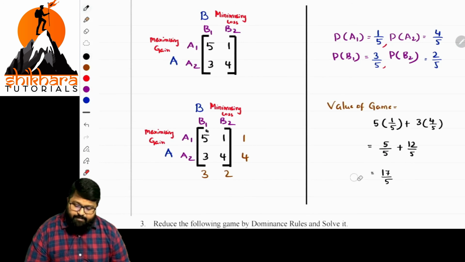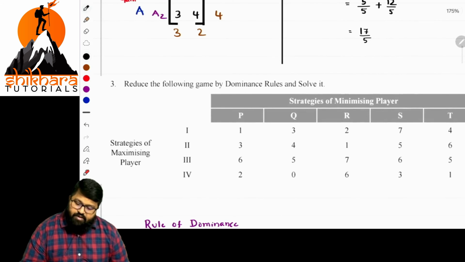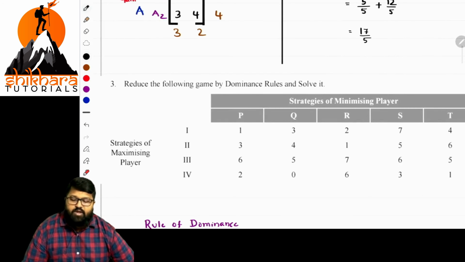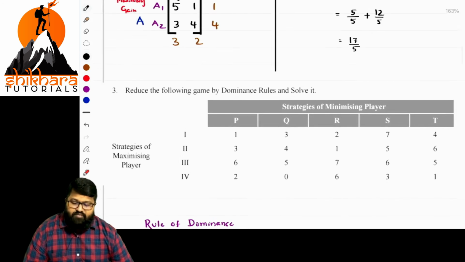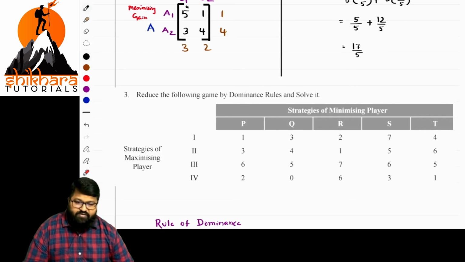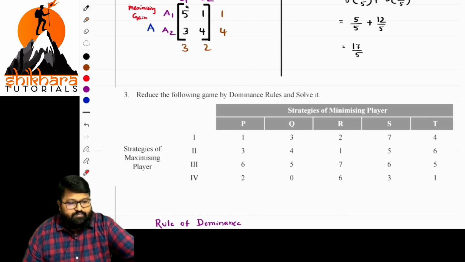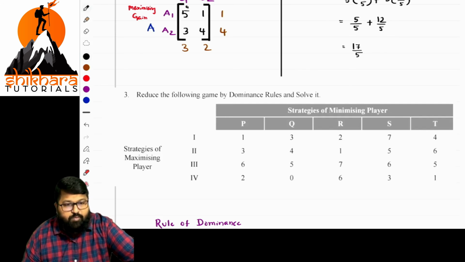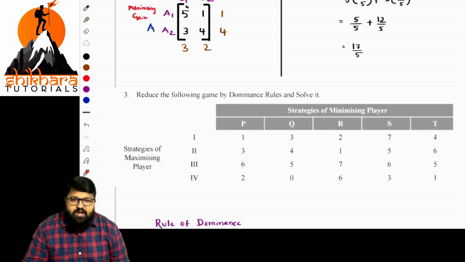Is it done? Next. So he straight away asked us to reduce the following game by dominance rule and solve it. He's asking us to reduce. This is an easy method you can solve by yourself, but have a pause here. Pause the video here and try to solve this problem and compare your answer with my answer. So shall we compare your answer with my answer now?